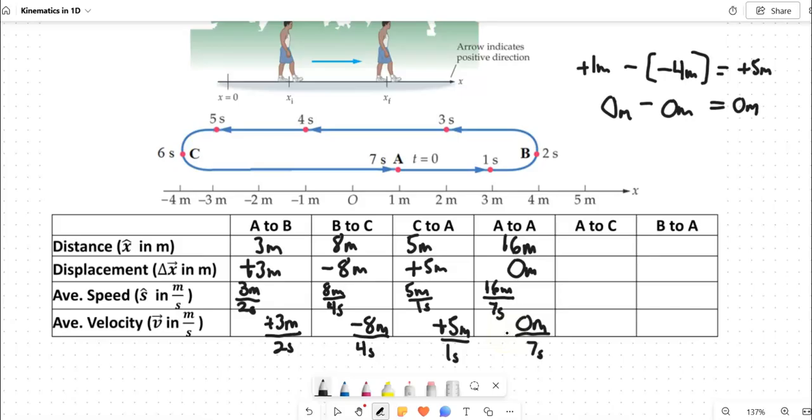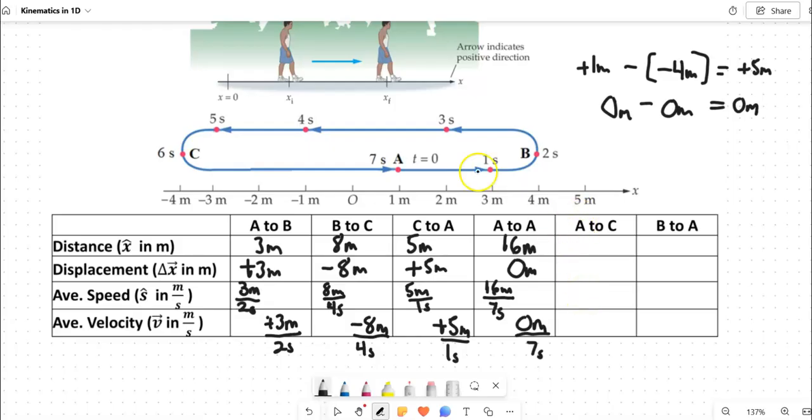All right. Now, A to C and B to A, you have to think, okay? You have to take into account the times and everything. So if you went from A to C, you started here at the 1 meter mark, went to the right, went to the left, and ended right here. So I want you to try the A to C and also B to A parts, okay? So try those out. And pause the video now.